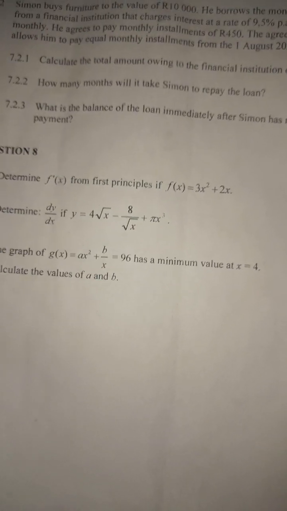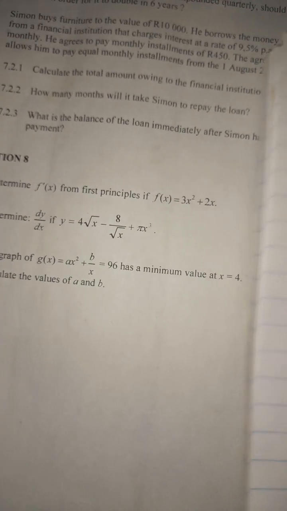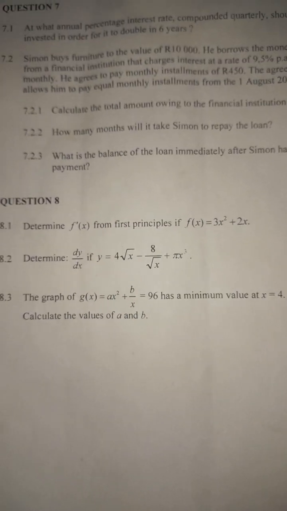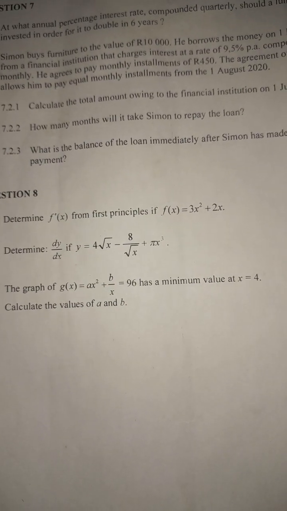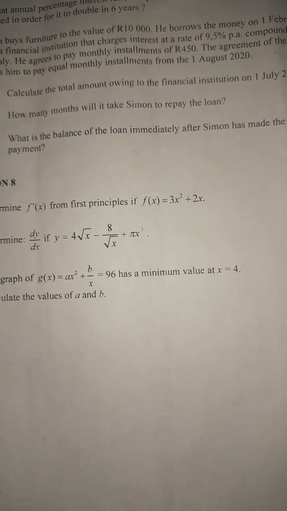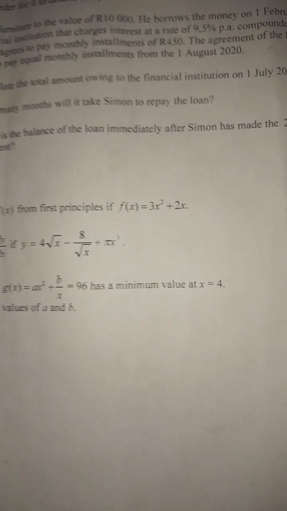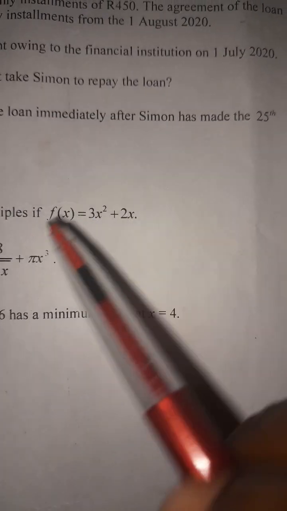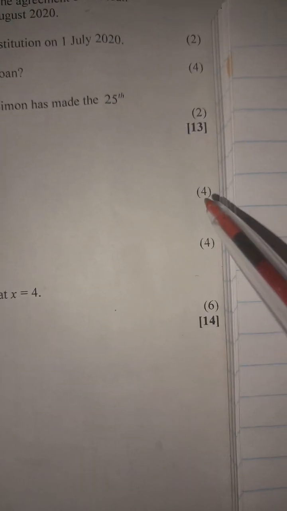Right, Grade 12 Mathematics Paper 1. So we have to first determine the derivative from first principles if f of x equals 3x squared plus 2x. How many marks is that? That's 4. Let's put that into practice.